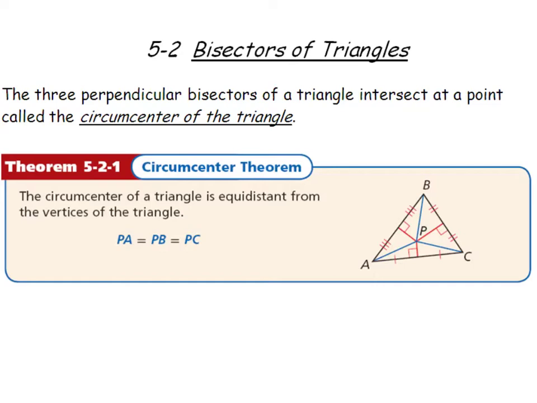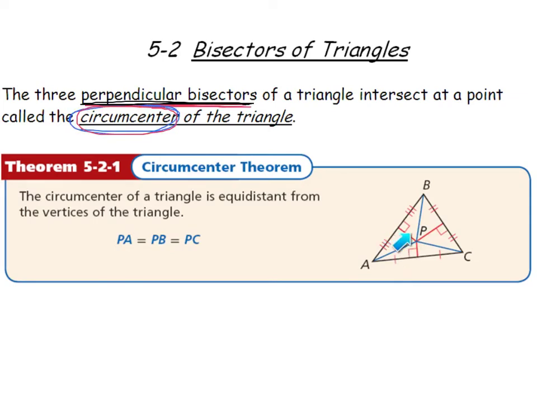Now, as a reminder, perpendicular bisectors are lines or segments that intersect other segments, and they form right angles along with splitting that one segment into two congruent segments. So perpendicular bisectors, when they intersect in a triangle, form a point, and we call that point a circumcenter. So the circumcenter of my triangle, which in our theorem down here would be point P, is where all of the perpendicular bisectors of my triangle intersect.